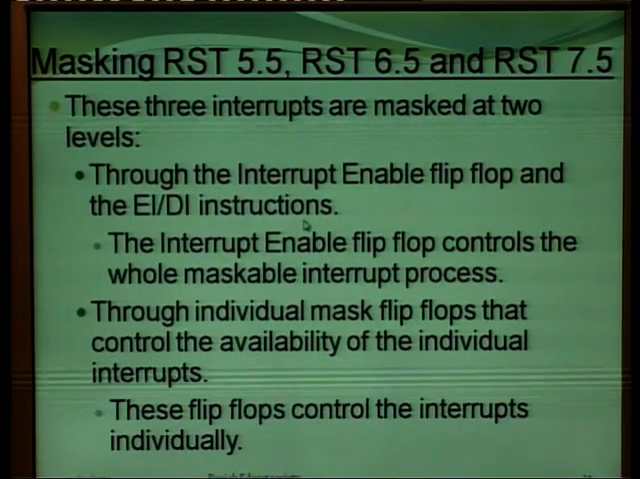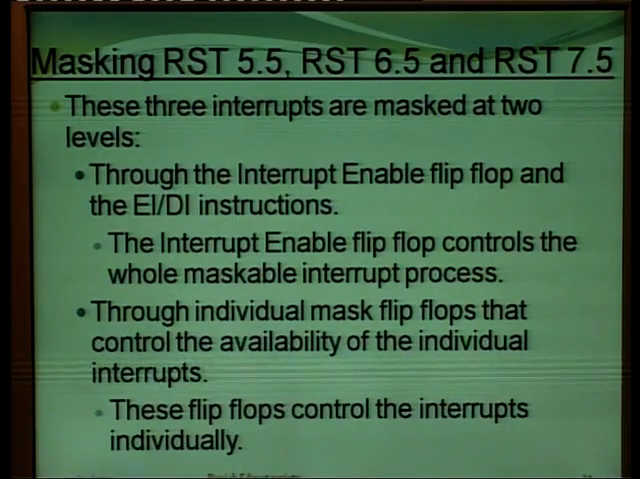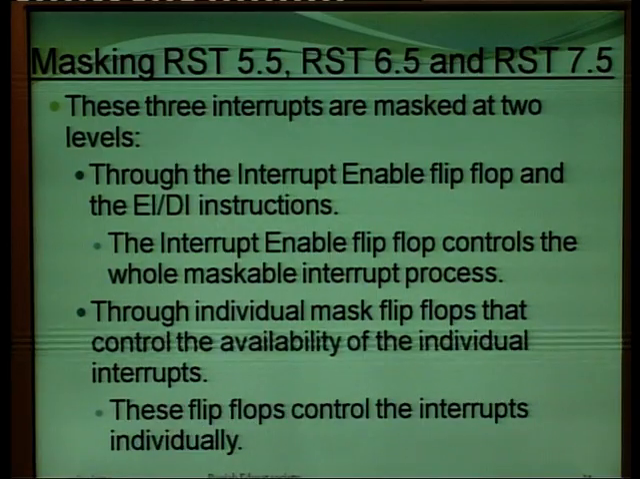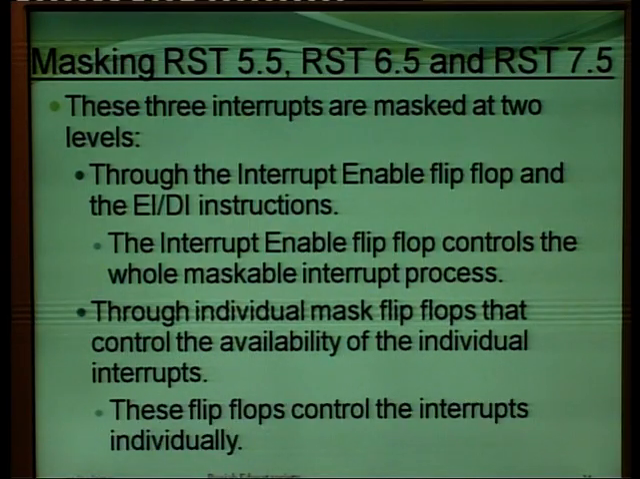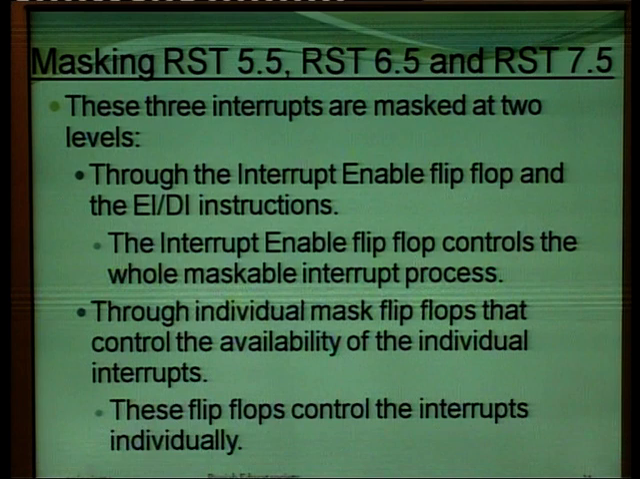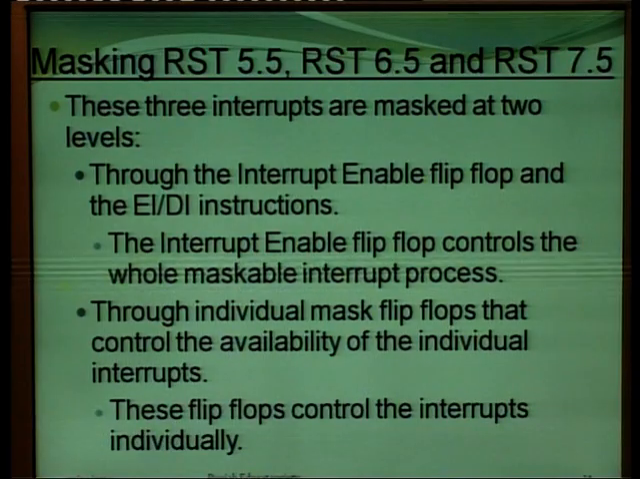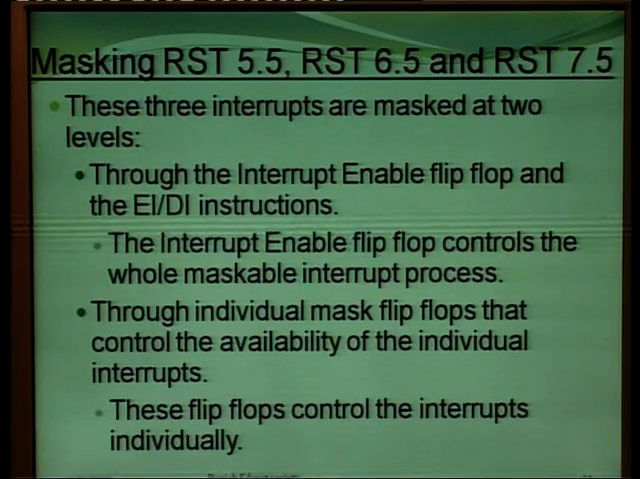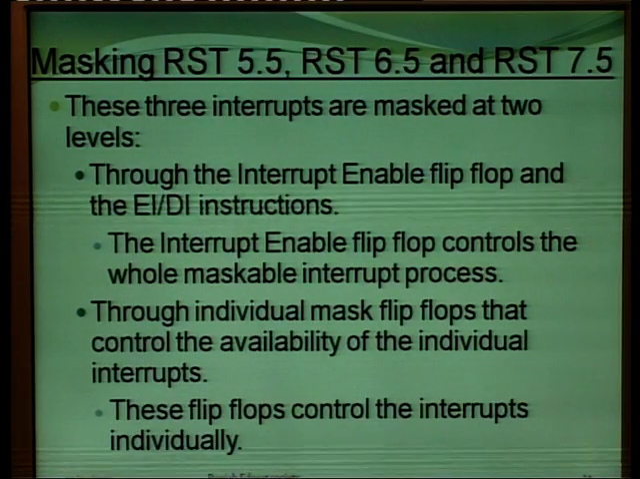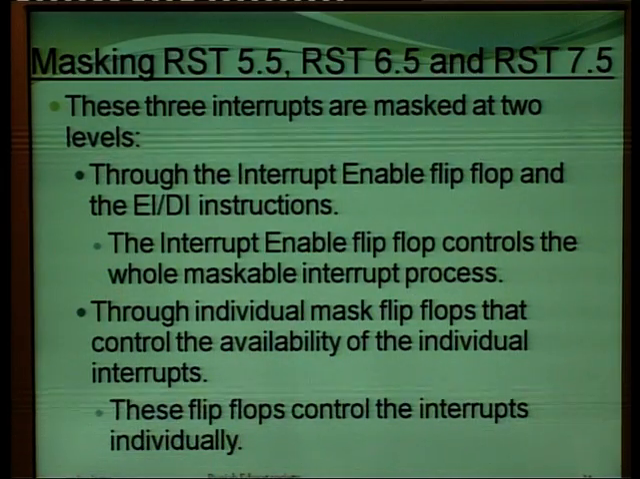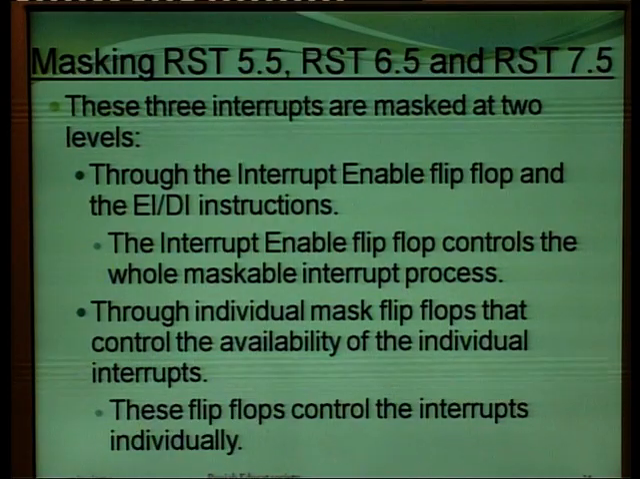So, first of all, masking RST 5.5, RST 6.5 and RST 7.5. These 3 interrupts are masked at 2 levels, through the interrupt enable flip flop and the EI and DI instructions. The interrupt enable flip flop controls the whole maskable interrupt process. So, if this flip flop is disabled, all the interrupts are off. Similarly, these 3 interrupts have individual mask flip flops that control the availability of the individual interrupts. These flip flops control the interrupts individually.